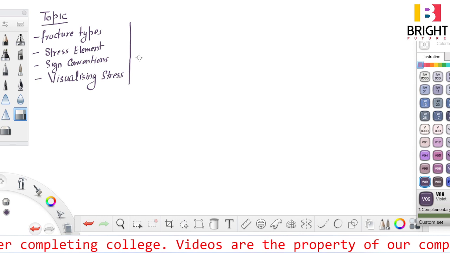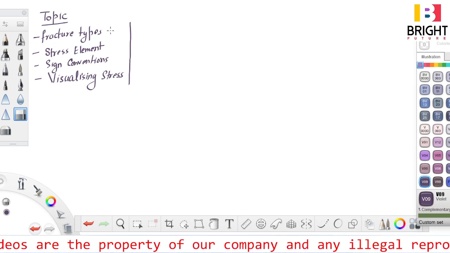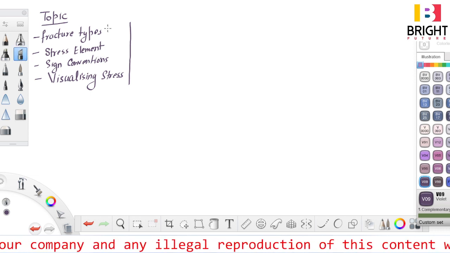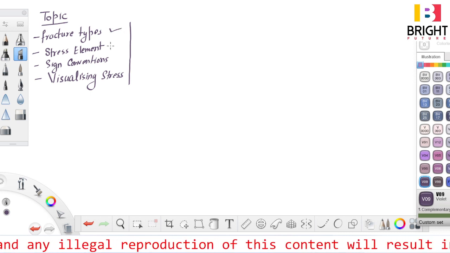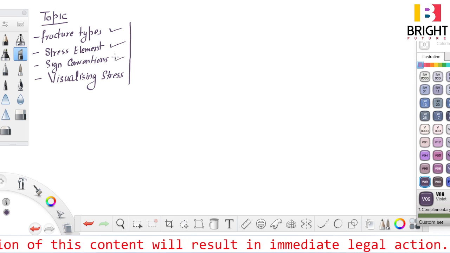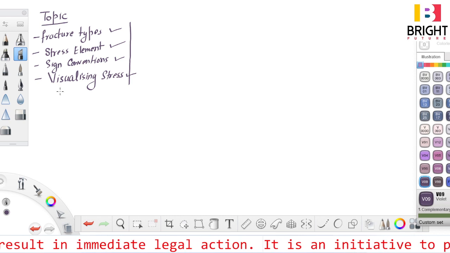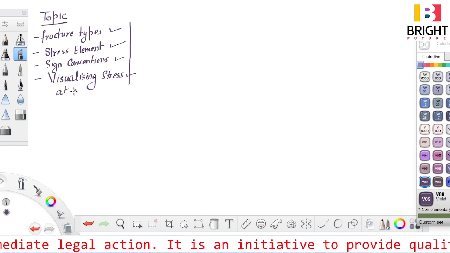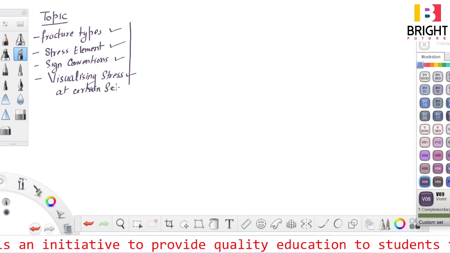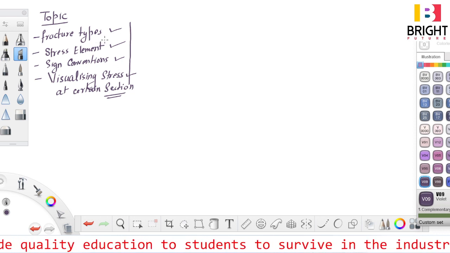The topics we are going to cover in this video are the types of fracture. This particular topic is very important. And then we will see how a stress element looks like, and then we will see what the sign conventions are. Then we will visualize the stress at a certain section of an element, right? So first one is the fracture type.